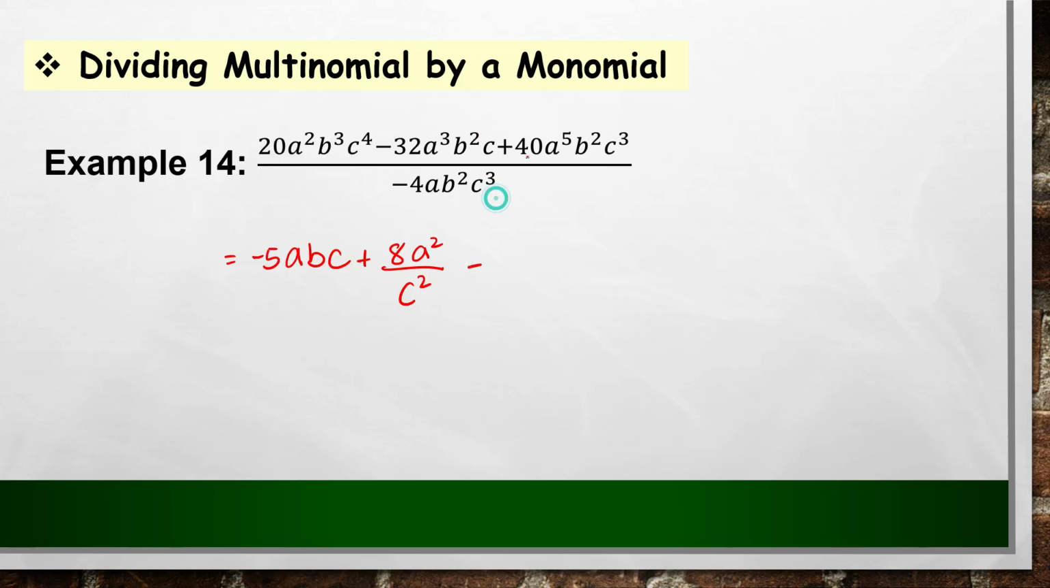Minus 40 divided by negative 4 is negative 10. a raised to 5 divided by a, that's 5 minus 1, which is 4. b squared over b squared, again, that'll be b raised to 0, which is equal to 1. c cubed over c cubed, that's 3 minus 3, which is 0, and that again will be equal to 1. So that means this will be the final answer.